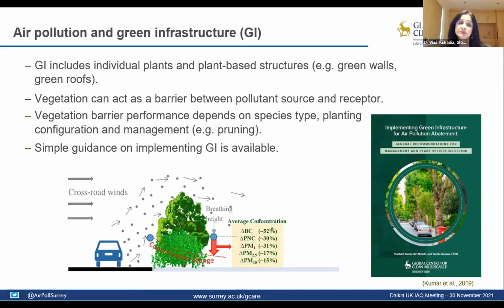We have produced some simple guidance on implementing GI, and it is available free of charge on our website. So if anybody's interested, please do contact me and I'll give you the details. And we are also carrying out a lot more work currently around schools and seeing how vegetation can help reduce exposure to air pollution, outdoor air pollution, reduce it ingressing into the indoor environment and affecting indoor exposure as well.